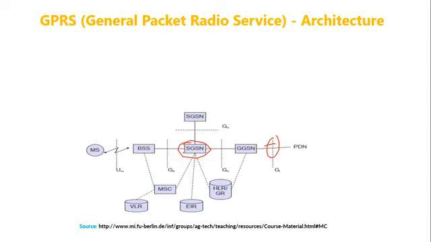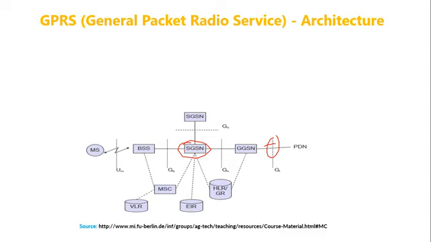The SGSN is connected to a BSC via frame relay, and it is basically on the same hierarchy level as an MSC.